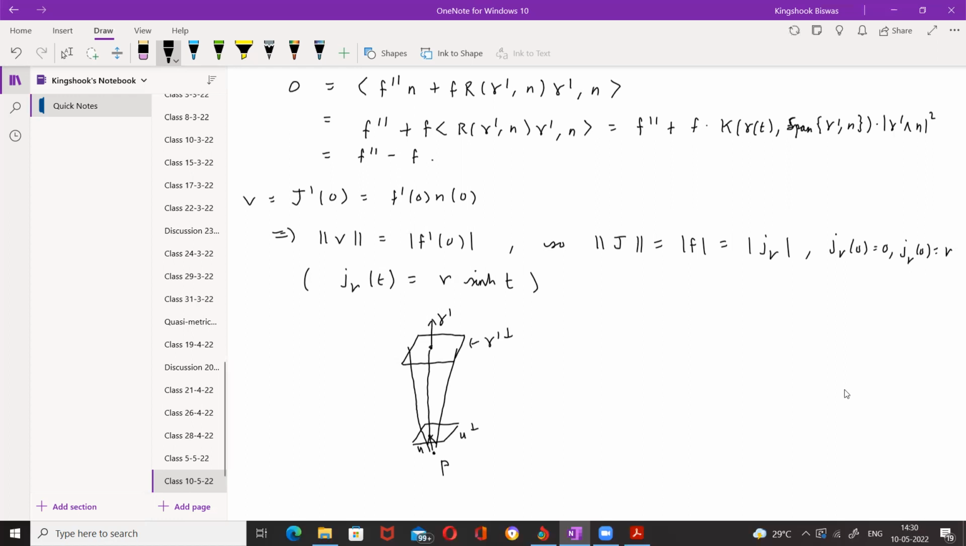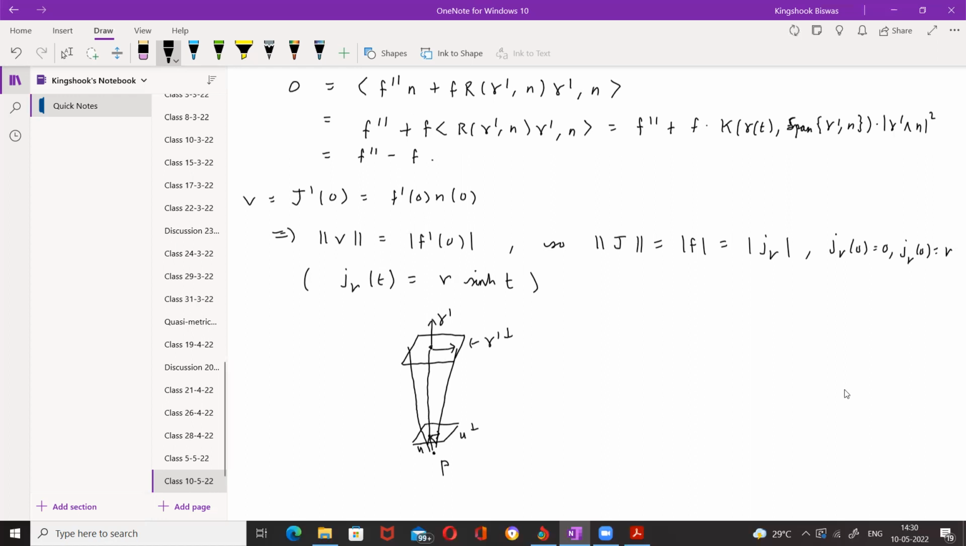Actually, what are the values of the derivative of the exponential? They are basically values of Jacobi fields, with initial conditions of the form J(0) equal to 0, J prime(0) equal to V, an element of U perp, and then J(t) is basically the derivative of the exponential applied to V, right?